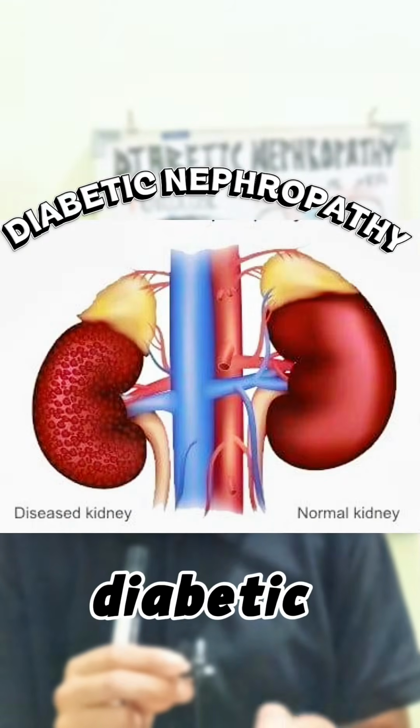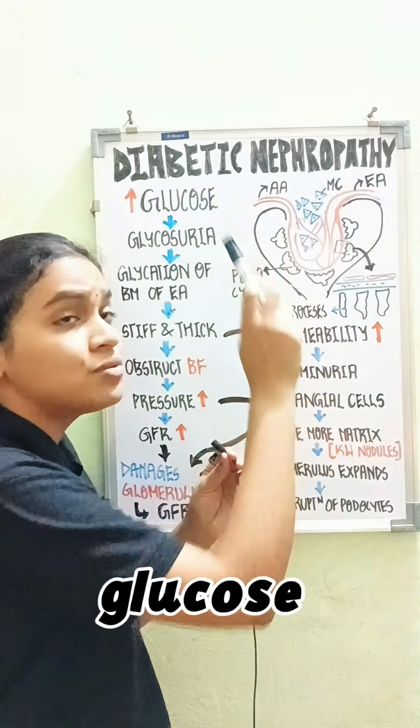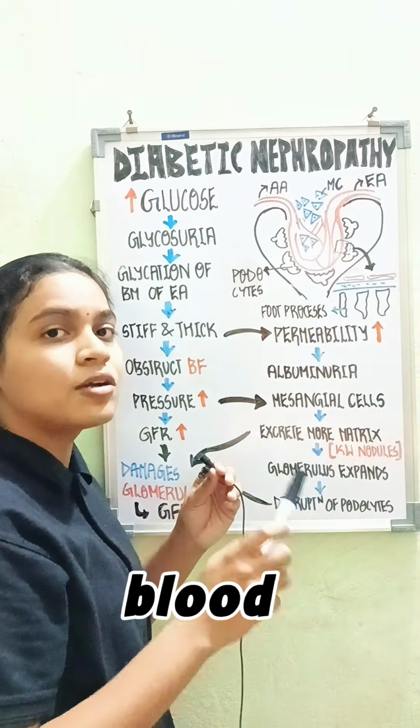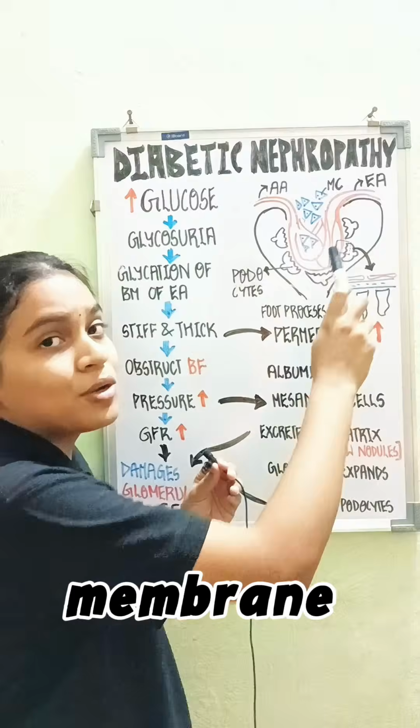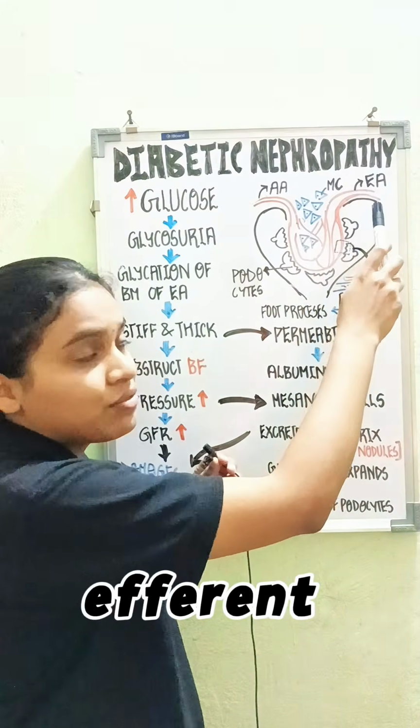Let's learn today about diabetic nephropathy in a single flow chart. So diabetes mellitus is a condition जिसमें you have an excess blood glucose which starts to get into the urine, which is called glycosuria. Now this excess blood glucose causes the glycation of the basement membrane of efferent. Glycation मतलब this glucose molecule will start to bind to the basement membrane of efferent arteriole.